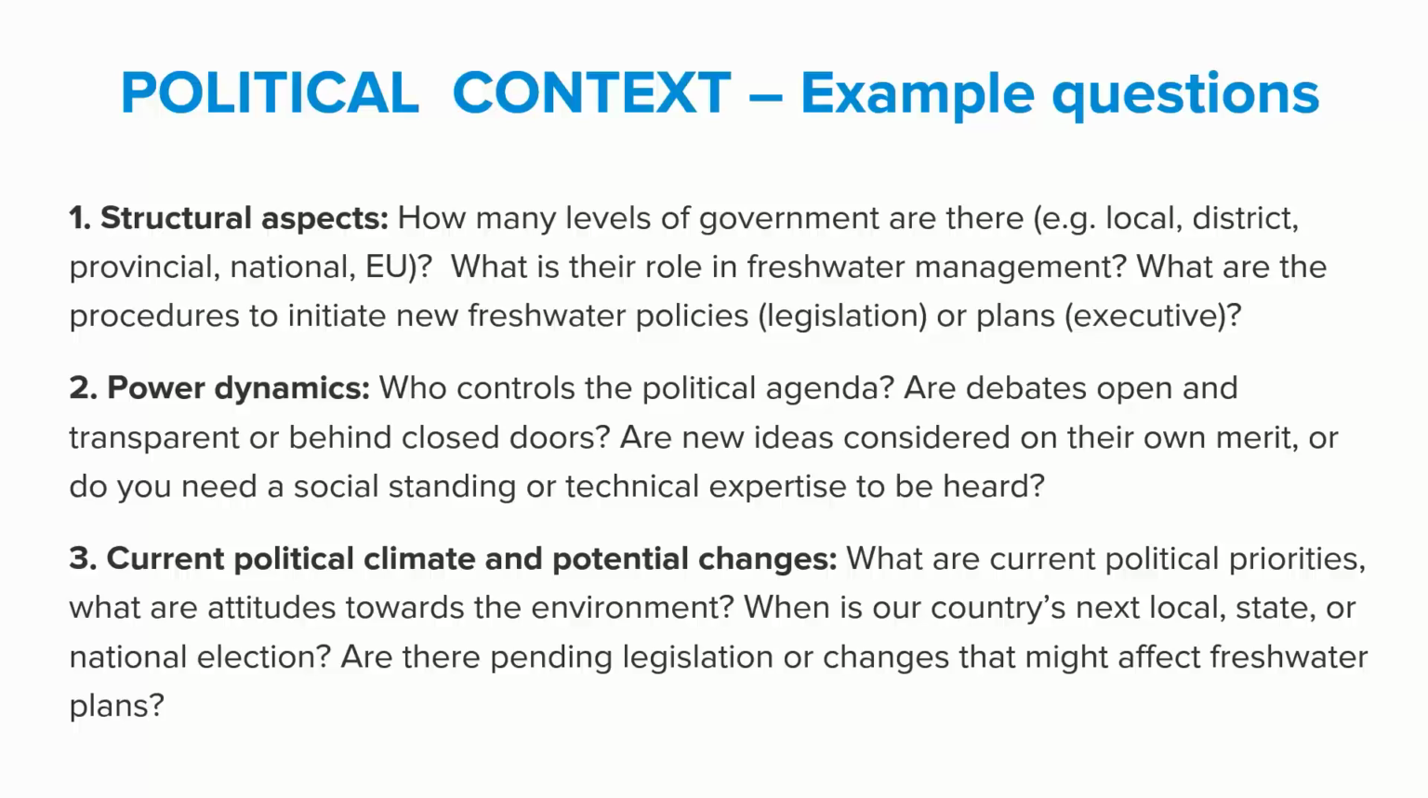Analysis of a political context typically involves 3 aspects, namely the structure of the political system, its conventions and power dynamics, and the current priorities, attitudes, and developments. The structure of a political system includes the number of levels from local to regional and how responsibilities are divided among them.